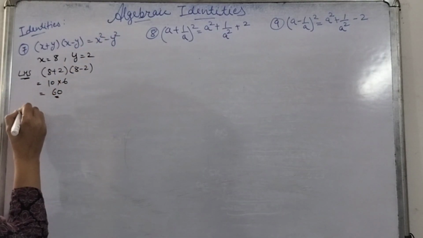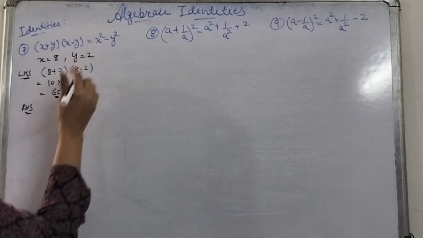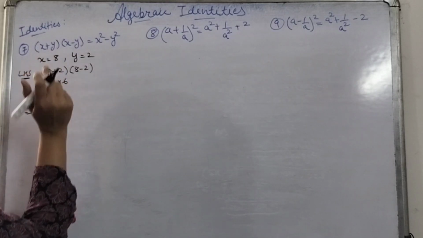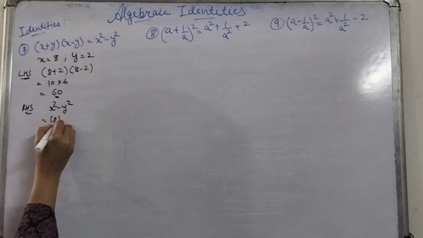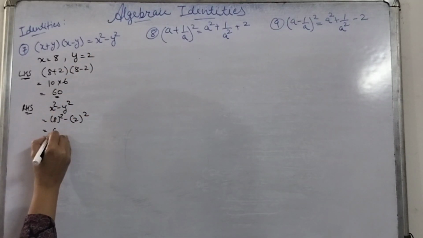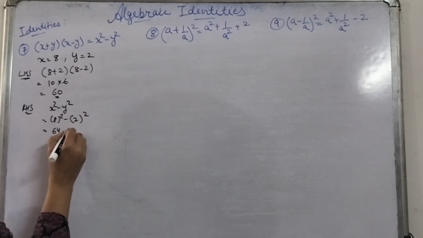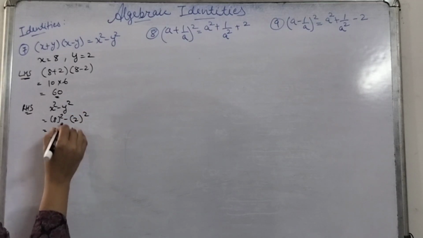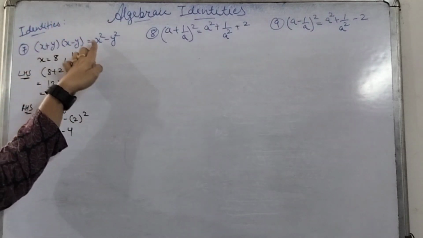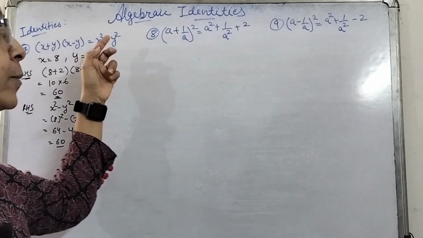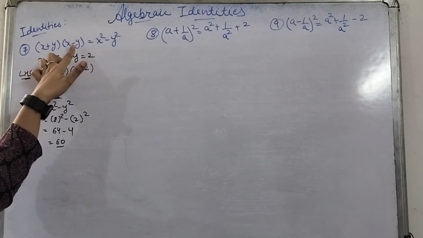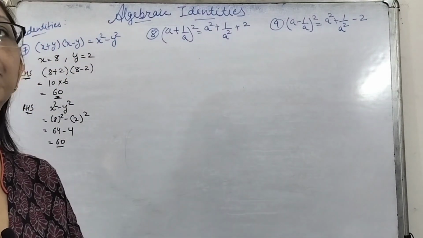Now if we take the RHS part, it is x square minus y square. Instead of x we will be taking 8. So 8 square minus 2 square. 8 square is 64 and square of 2 will be 4. So the answer will be 60. So if your expression is in this form, then directly we can say the product will be x square minus y square. The product of x plus y and x minus y is x square minus y square.